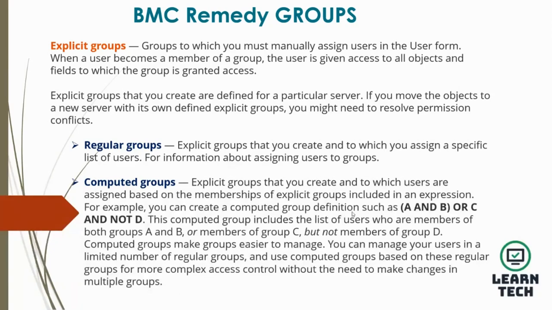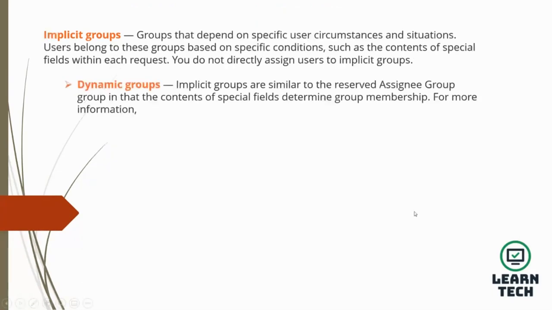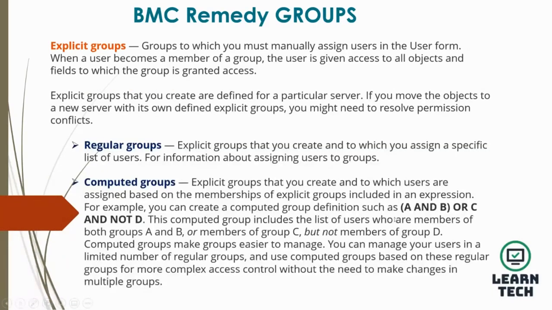Similarly, if I want to exclude some people, I can define a qualification, which is given here in the PPT, that if people belong to A and B or C, that means I need a person who belongs to A, and he should also be part of B or C, and not D. That means he should not be part of group D. Then only he will be a member of this particular computed group. We will see it in a live example how it is done. This is just a basic explanation of computed groups.